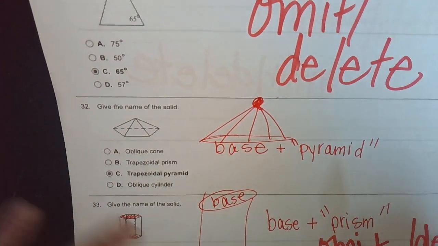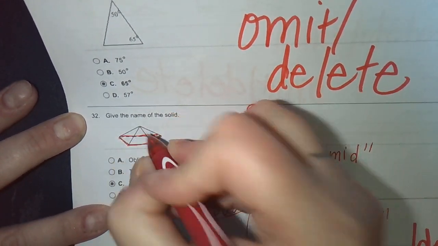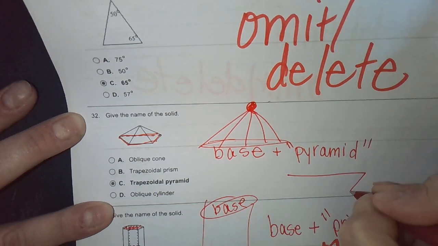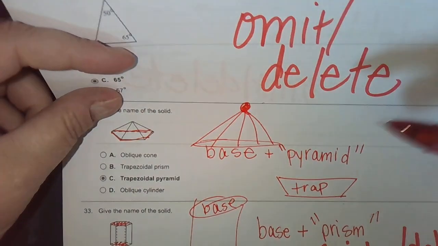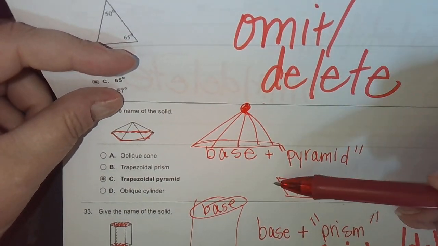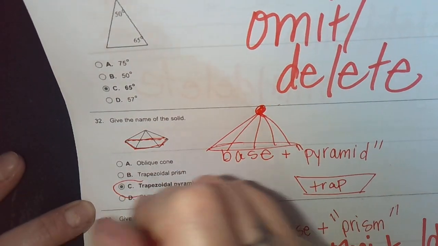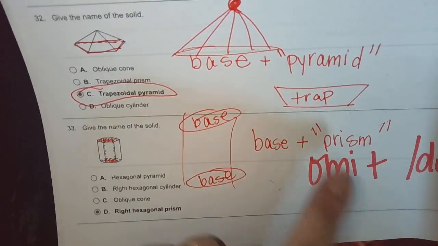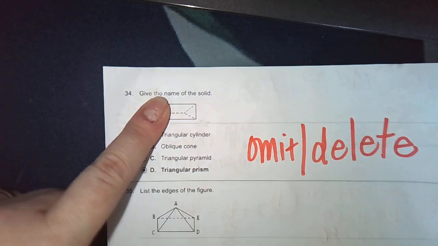Okay, so let's look at our base. What is it called? What is that? That's called a trapezoid. When you have two parallel sides and the other two sides are slanted like this, they're called a trapezoid. So this is a trapezoidal pyramid. And the next one, with the hoopla about the prism, I deleted it because we usually get it wrong. I also deleted number 34, the one that says prism, because we usually get it wrong.